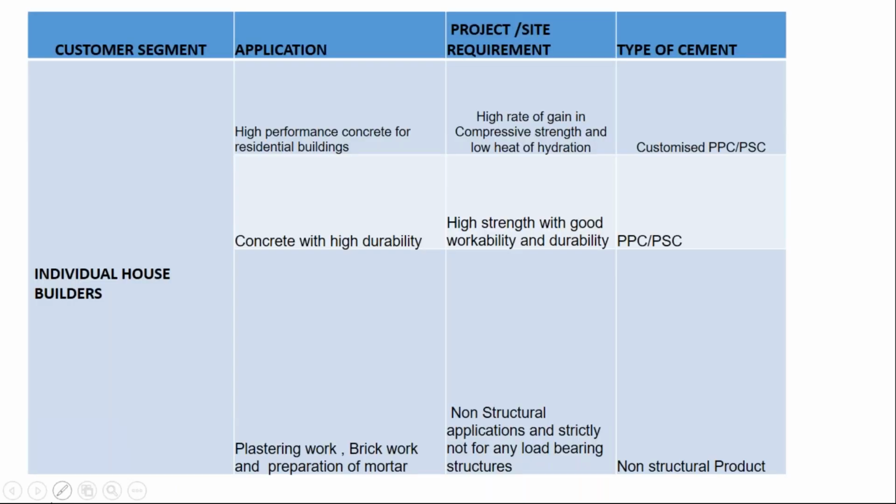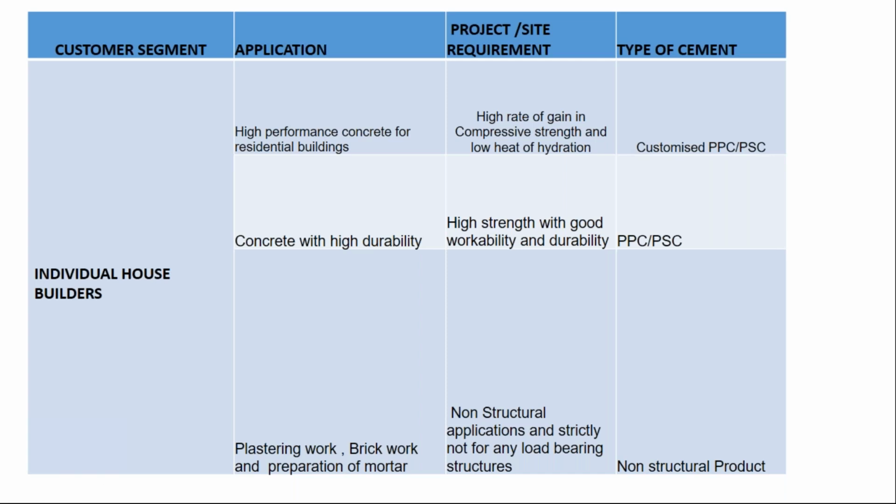So each of the customer segments, what we have seen, they use the cement for various applications. In case of residential individual house builders, the concrete goes, and even the plastering work, brickwork. So in a typical structure itself, you may need various types of cements for the construction. For example, we have seen that there are customers who would like to have a concrete with a higher rate of gain of strength as well as higher durability.